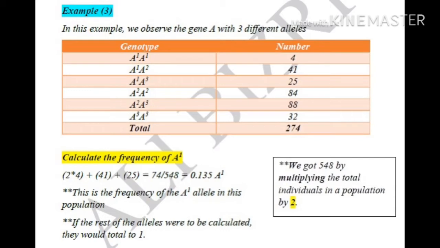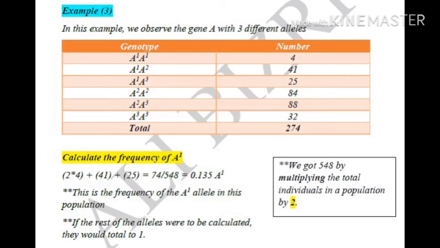Now, if we want to calculate the frequency of a particular allele, in this case A1, all we have to do is, first of all, observe where A1 is present. Next, we're going to be counting them, and also we have to multiply the number by 2. Or maybe not. We're going to be explaining this in a few seconds.